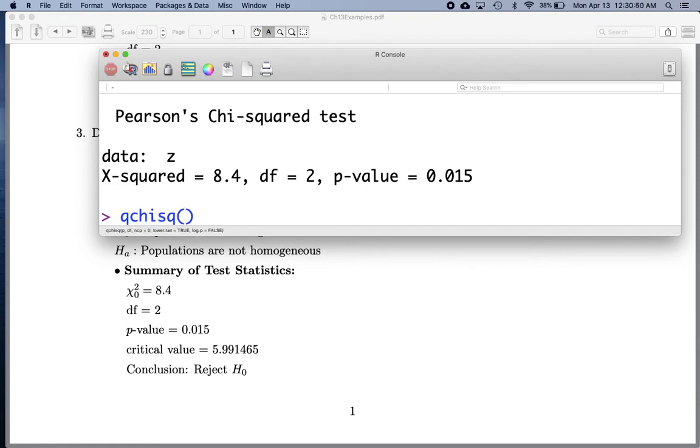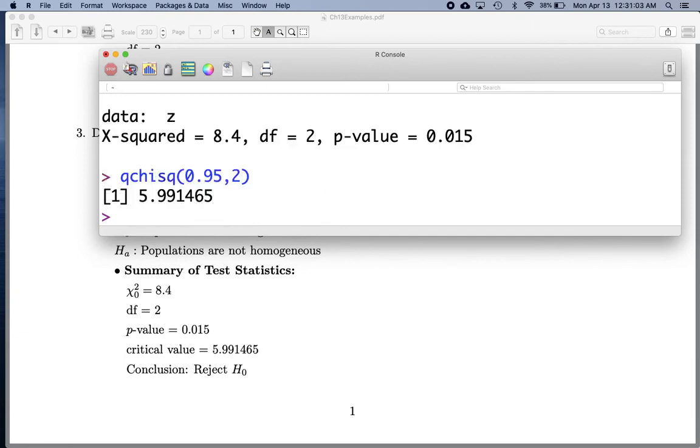And let's say we wanted to find the critical value for 95% confidence or 5% significance, with 2 degrees of freedom, because we have 2 degrees of freedom. And what that does is spit out our critical value, 5.991465. Since our value is to the right of our critical value, that means that we reject the null hypothesis.